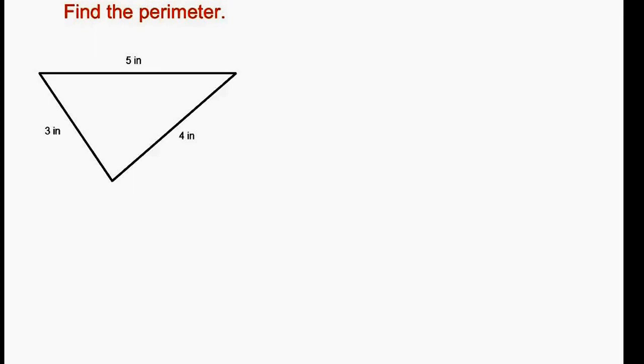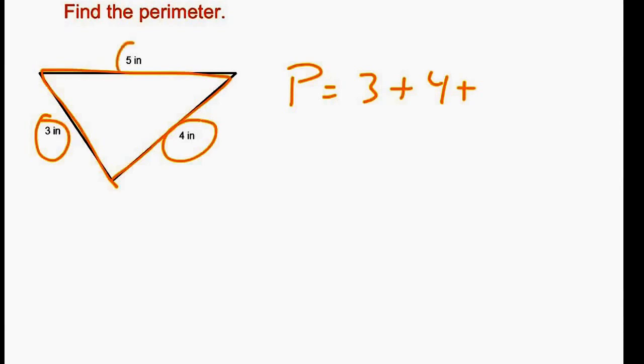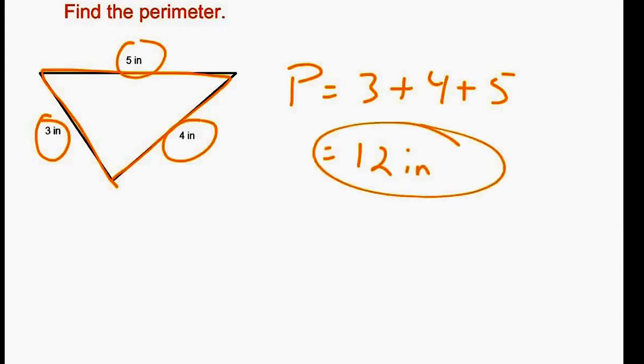Alright, now we have a triangle. Okay, once again, we're going right around. So we can simply just take each side and add them up. 3 plus 4 plus 5. Add those all up, I get 12, and it was inches. Perimeter of 12 inches.